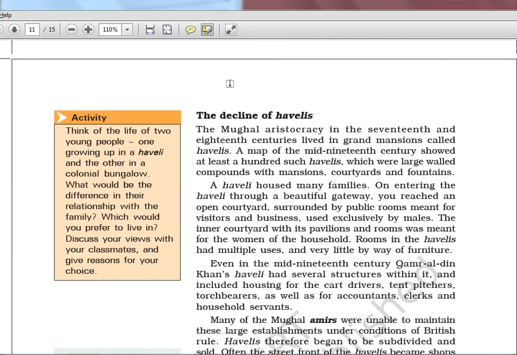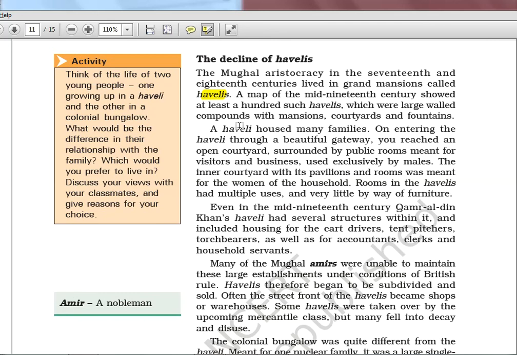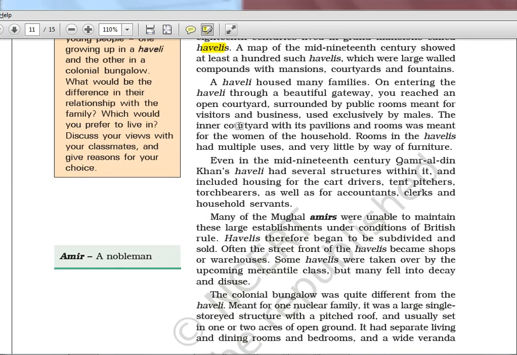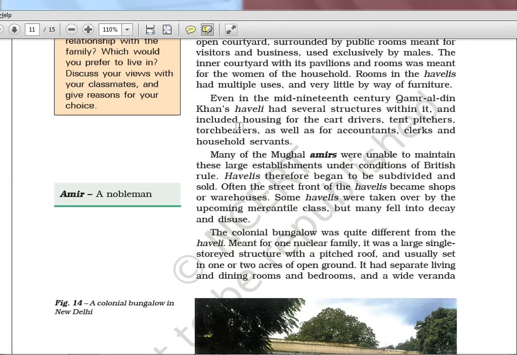The decline of Havelis. The Mughal aristocracy in the 17th and 18th century lived in grand mansions called Havelis. You know what is Haveli, obviously. A map of the mid 19th century showed at least 100 such Havelis, which were large walled compounds of mansions. The Haveli housed many families. On entering the Haveli through a beautiful gateway, you reach an open courtyard surrounded by public rooms. They're just describing Haveli, we don't need it.